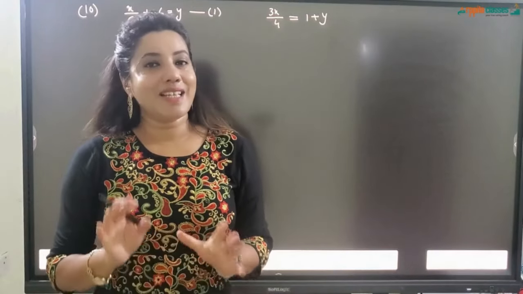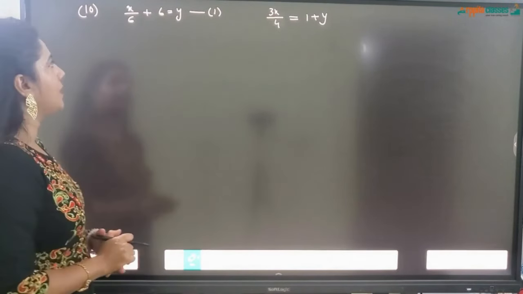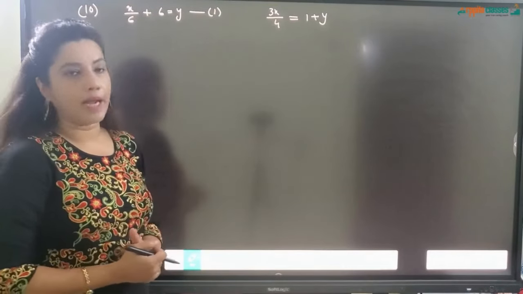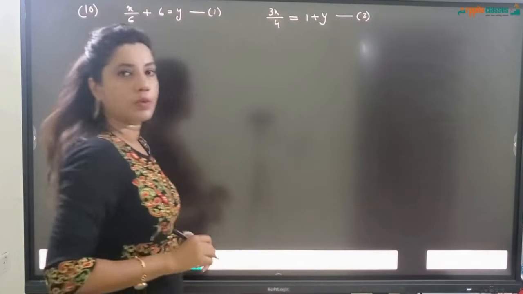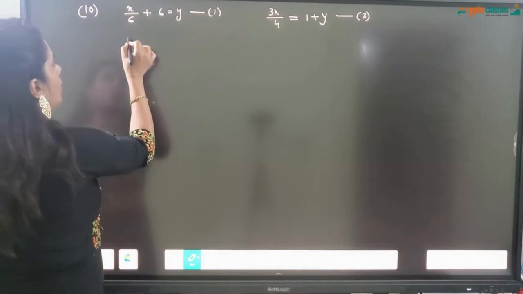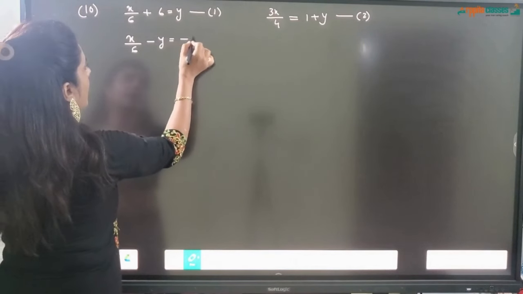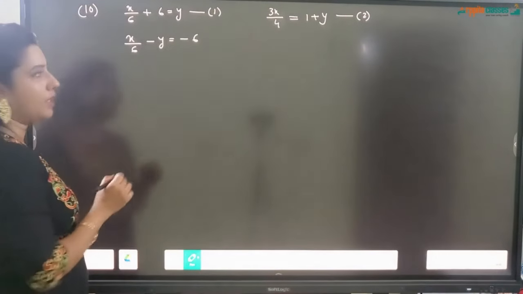Let us do the last question for today's video. That is question number 10. X upon 6 plus 6 is equal to y and 3x upon 4 is equal to 1 plus y. This is equation 2. So first we need to convert these two equations into the standard form. So let us do x upon 6 minus y is equal to minus 6. I sent the constant term to the right hand side and took the variable to the left hand side.